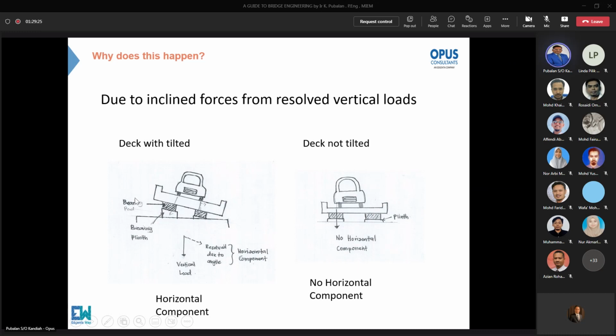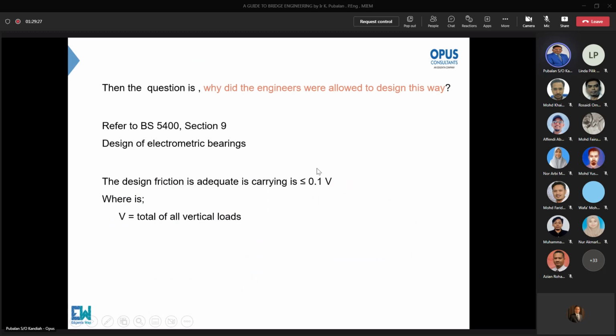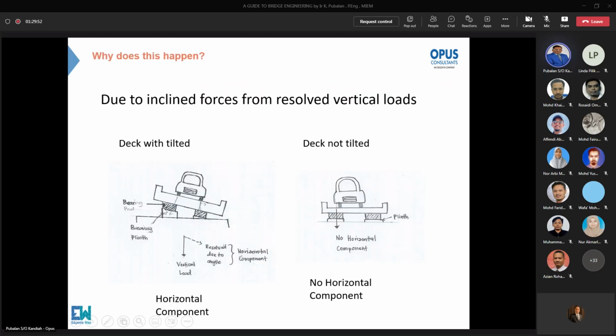design of bearings. The BS code says that the friction of the bearing is good enough if the horizontal component is less than 0.1 of the total vertical load. This is when you do the design of the bearings. So the bearing itself can accommodate this, but to a certain extent, where the horizontal component must be less than 10% of the vertical load. Then the bearing is enough.